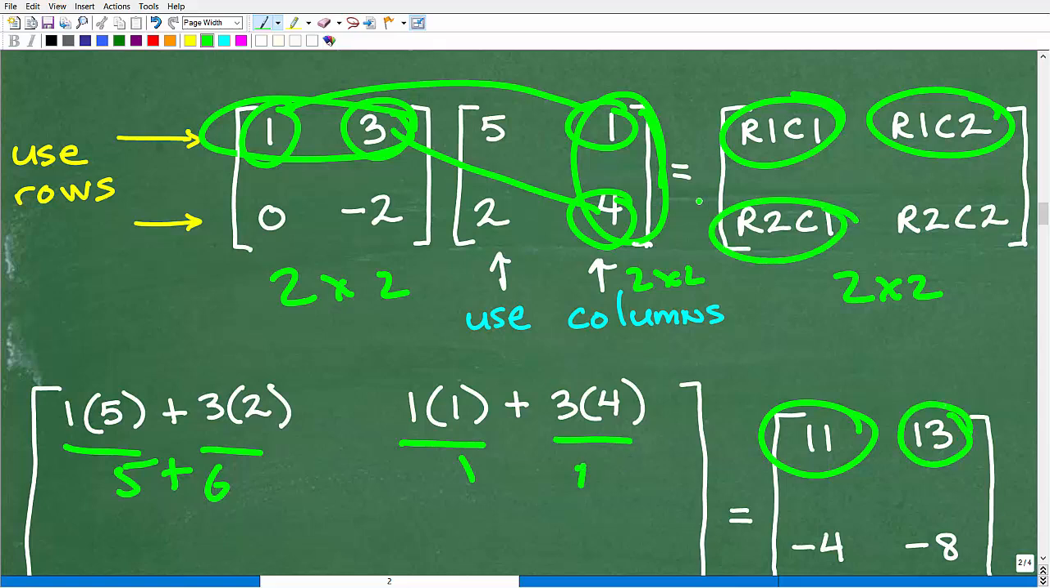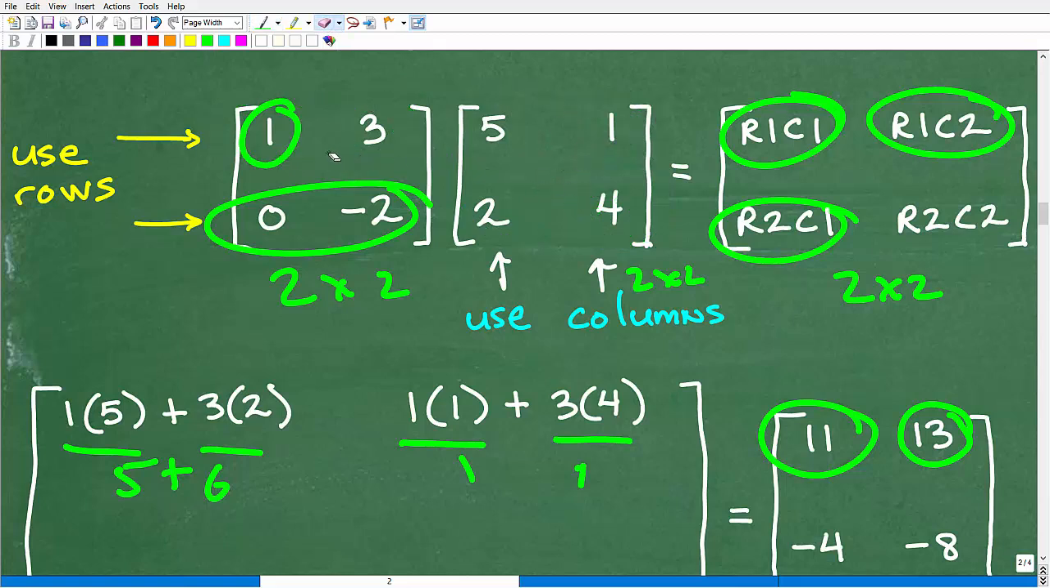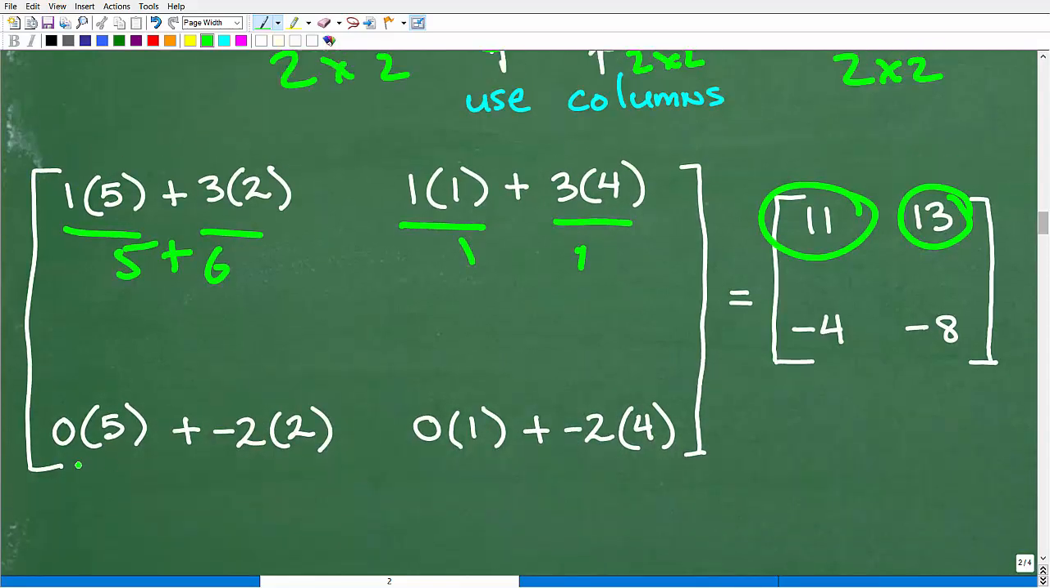Okay, so row 2, column 1. Matter of fact, let me erase all this so we don't get too confused. And you can probably already see how people make a lot of mistakes here. Okay, so row 2, column 1, that'll be this answer right here. So 0 times 5 plus negative 2 times 2. Let's see the work there. And you always want to do it this way as well. So this would be 0 plus negative 4, which of course is negative 4.